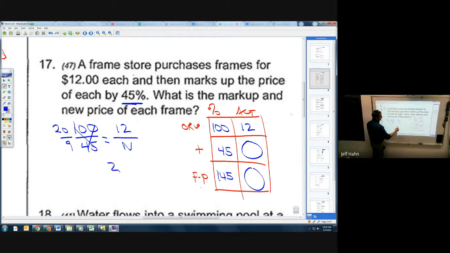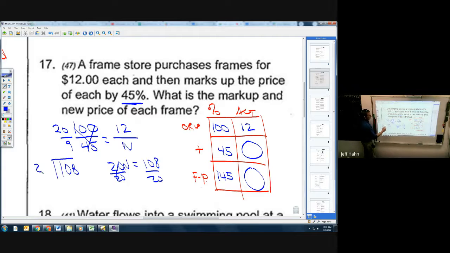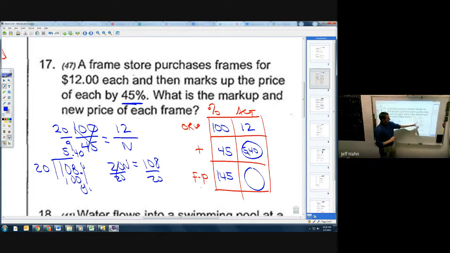20 times N has to equal 9 times 12, which is 108. Divide by 20. I'm just going to do the math rather than reduce it just so you can see. You take 108 divided by 20. That goes in 5 times. There's a decimal there. Bring down the 0. 5.40, which is a $5.40 markup. That's not real, but if it's a markup, then it goes up. So you add these two together for your new price, which is $17.40.